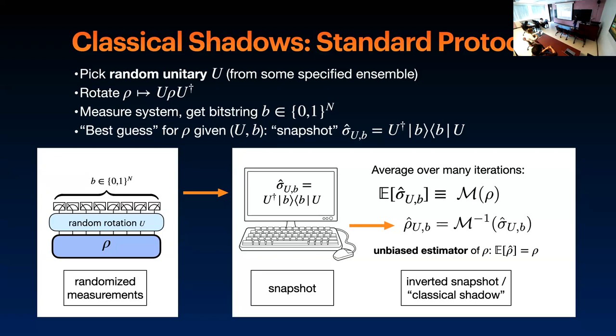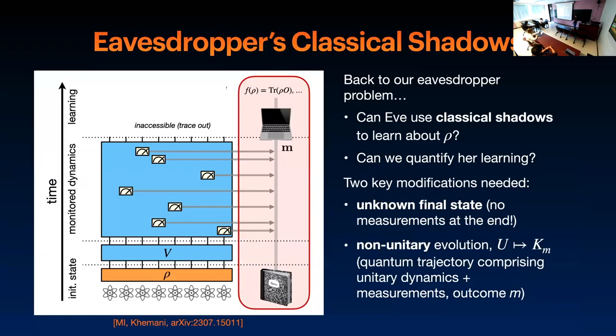But let's see how we might apply this to the problem at hand, which is this eavesdropper getting these measurement outcomes and trying to learn properties of the state. Can we use classical shadows to formulate this problem and quantify the learning?